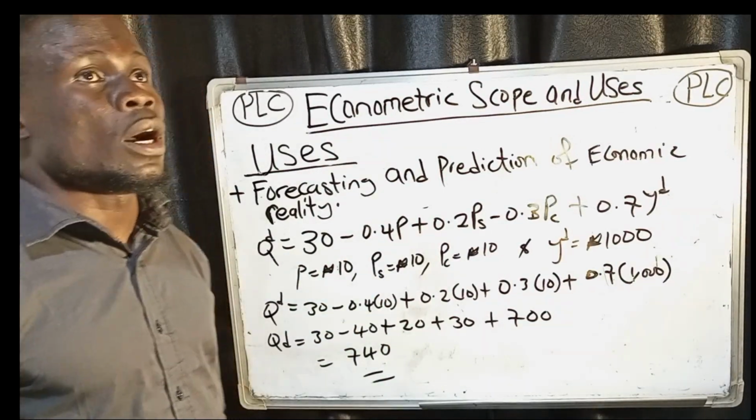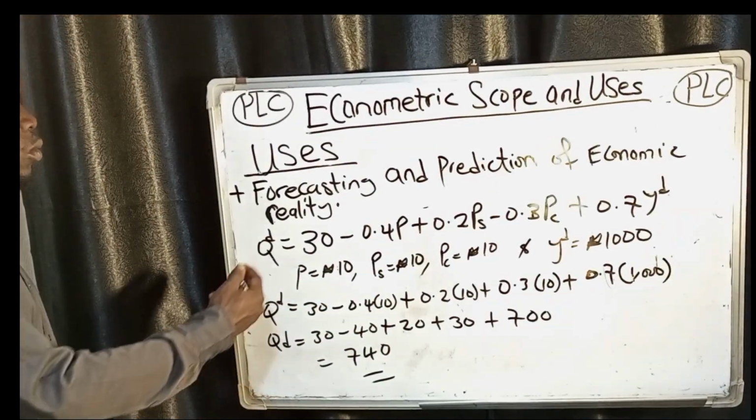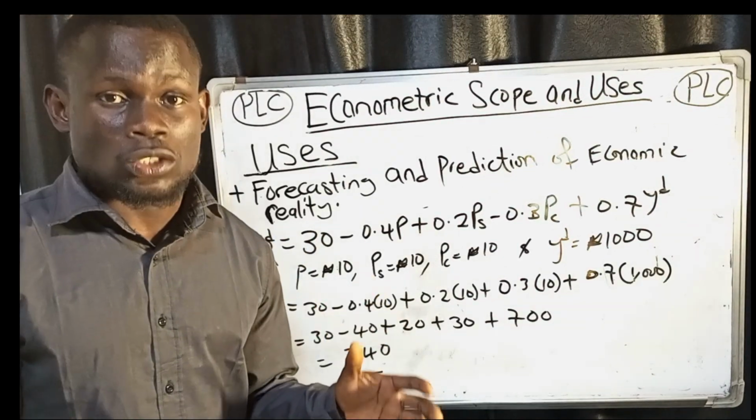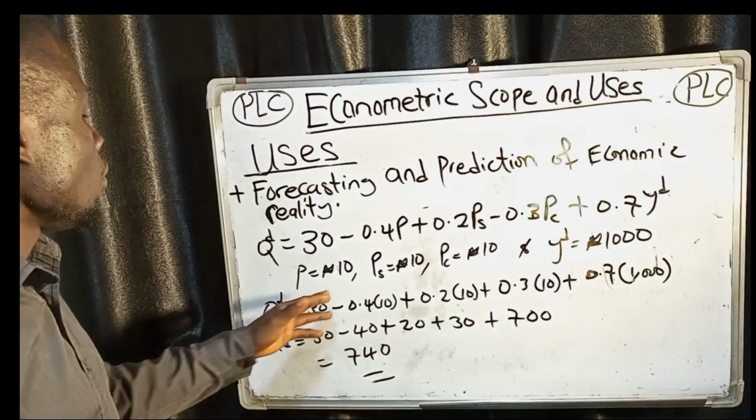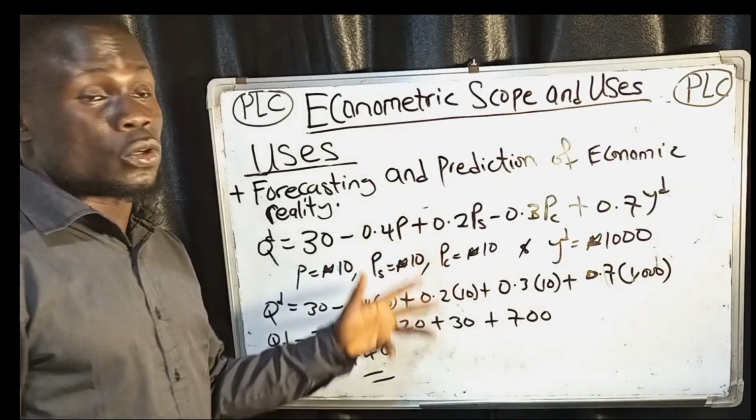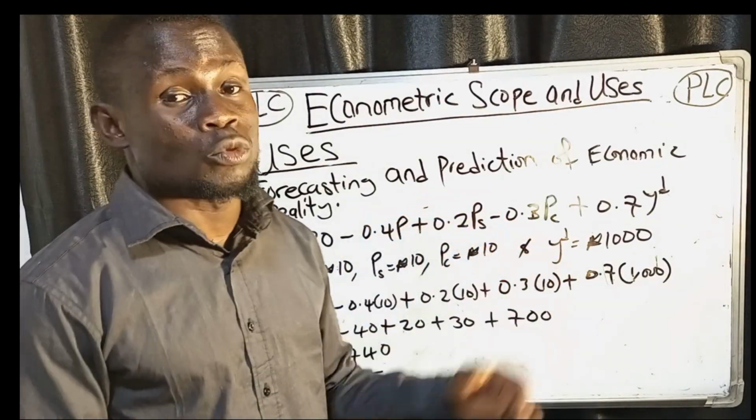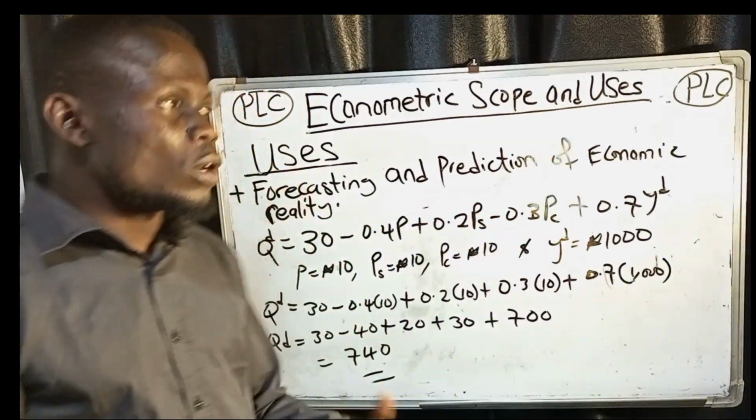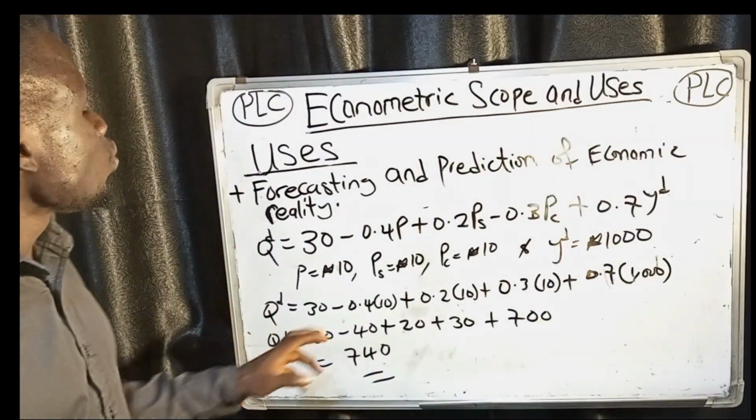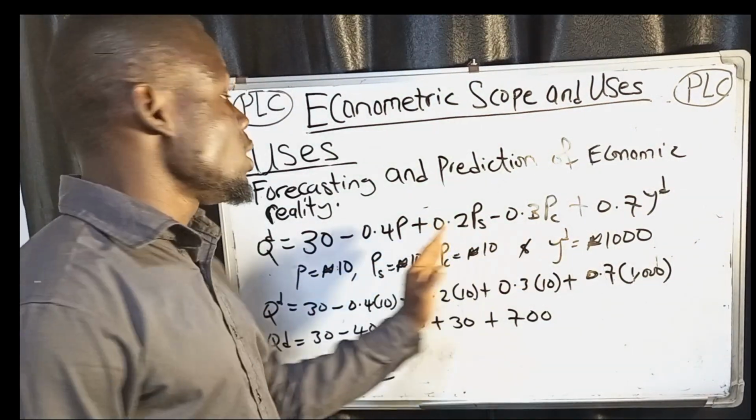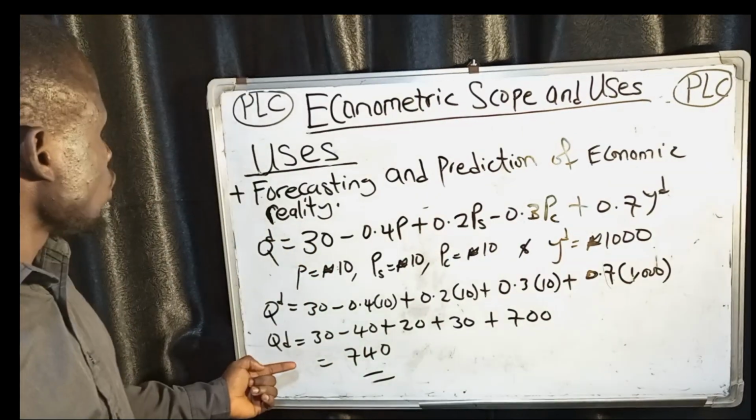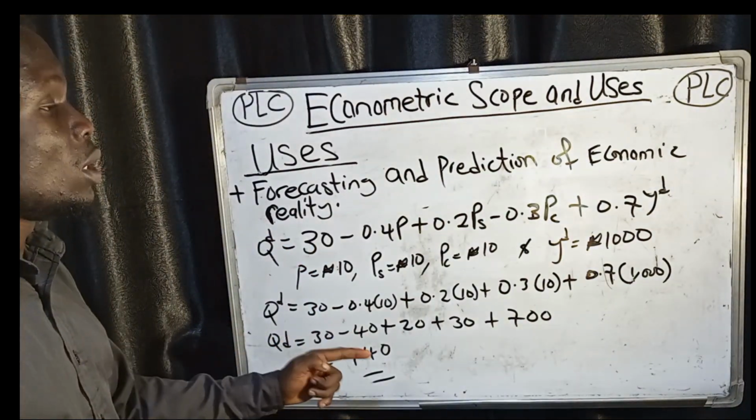Take, for instance, I'm interested in forecasting or predicting the quantity demanded for the next year. The present data we have is that the price of the commodity is 10 naira, the price of the substitute is 10 naira, the price of the complement is 10 naira, and our disposable income is 1,000 naira. Then what is going to be the quantity demanded? All we simply do is substitute the values of these prices into this equation here. When we substitute, we discover that our quantity demanded is 740.